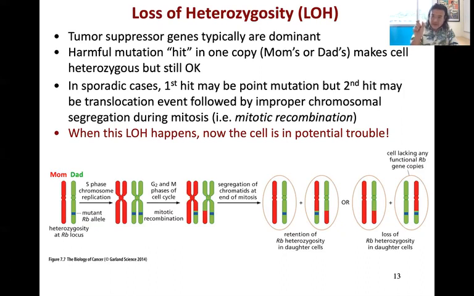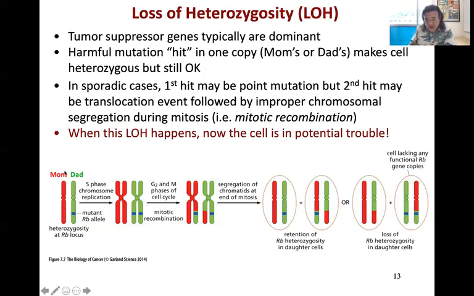But in sporadic cases, that first hit might be something like a point mutation, and that second hit might be something like a random translocation event, because it's probably very unlikely that it'd be another point mutation. And if that cell starts dividing and passes the bad copies of the gene in such a way that they both get passed to the same daughter cell through mitotic recombination, then that's one way that loss of heterozygosity can happen.